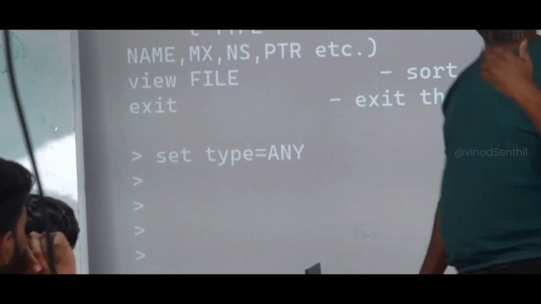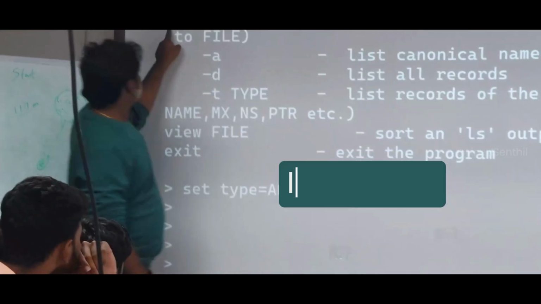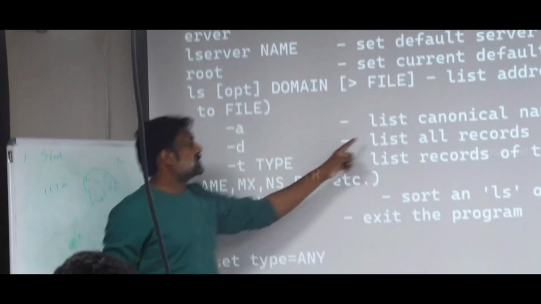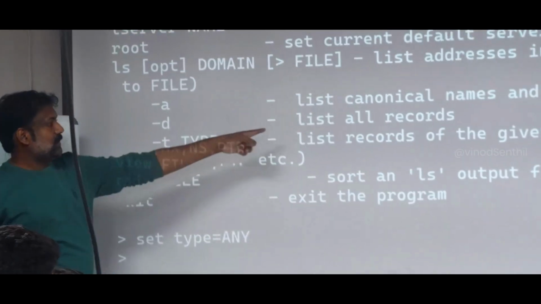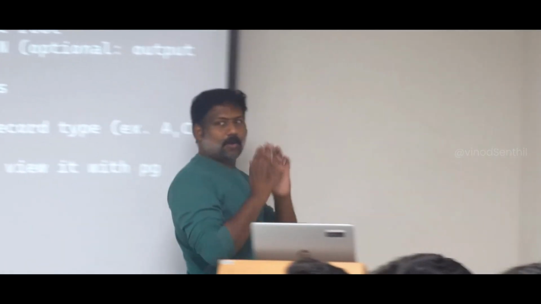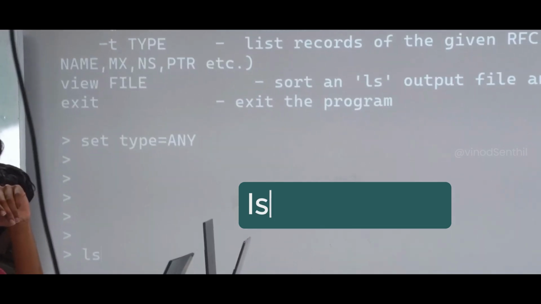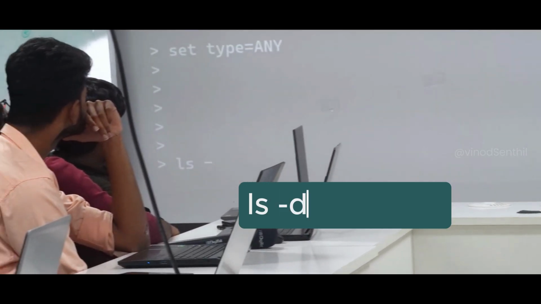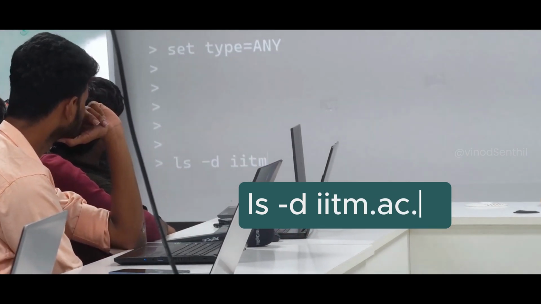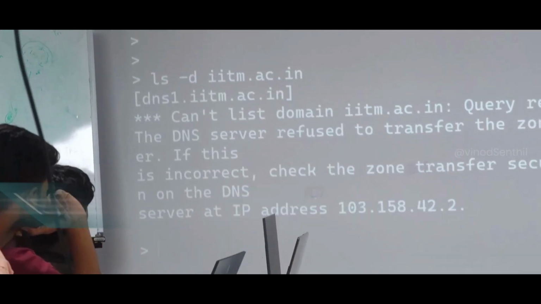What is the alternative to the DIR command in Linux? We have ls. ls -a lists canonical names, -d lists all records. So we will go with all records. Yes or no? I'm saying ls -d iitm.ac.in. Let us see what it is saying.